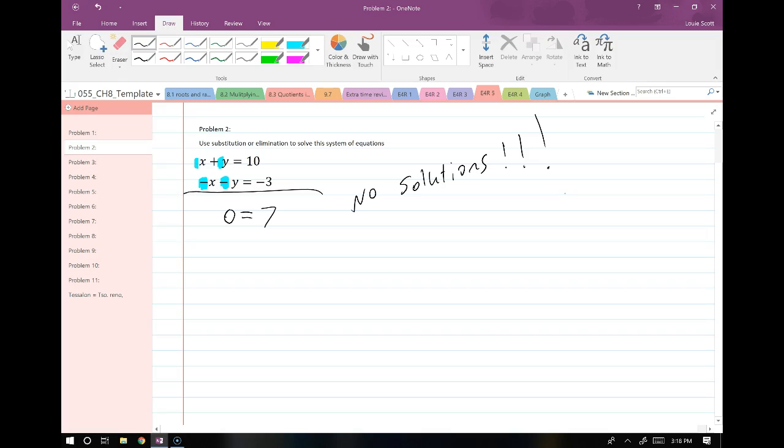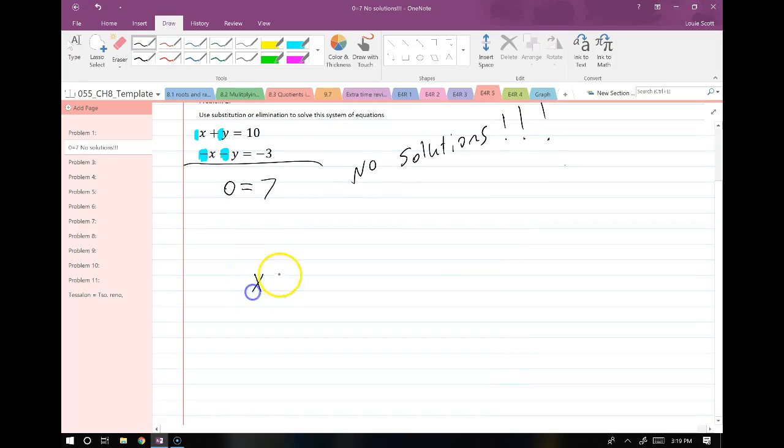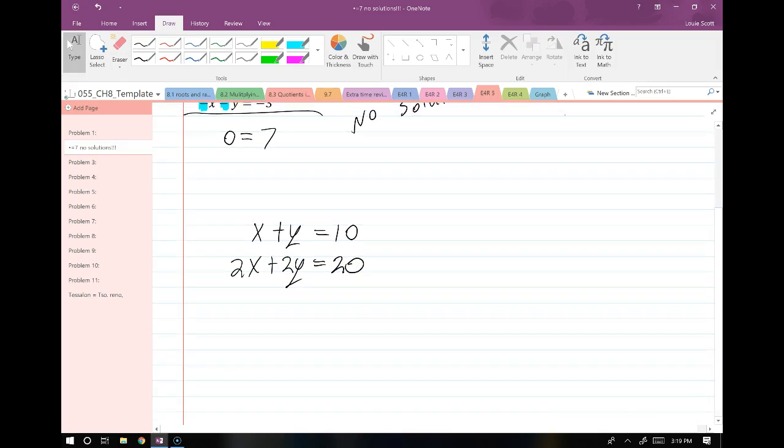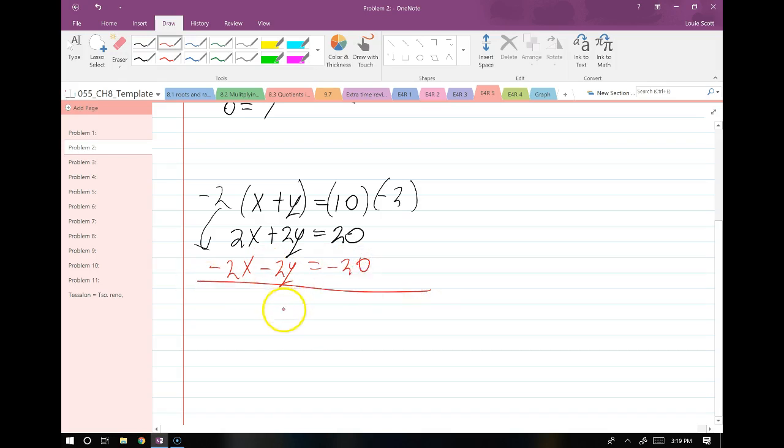All right, and then every once in a while, let's see now, what else might happen? The other kind of variation on that weird situation is if you had x plus y equals 10, and then you had 2x plus 2y equals 20, and you could just recognize that one of these equations is a multiple of the other. When you have this case, you'll end up finding the additive opposites, right? So if I multiplied this upper equation by negative 2, and then wrote my results below, I'd end up with negative 2x minus 2y equals negative 20. When I did my vertical addition on this, I end up with 0 equals 0. Yeah, so it's infinite solutions on this one.